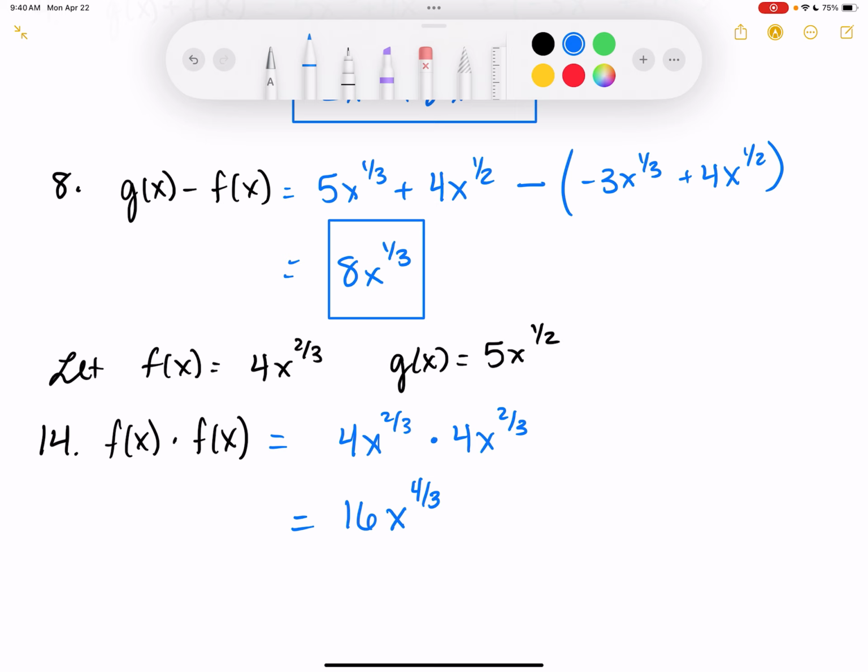And again, I don't really care about the domain, but the domain for this would be all real numbers, because there are no values that are going to cause a problem in this function.